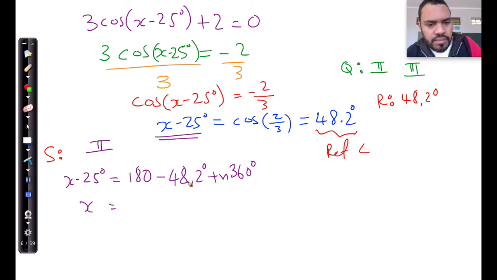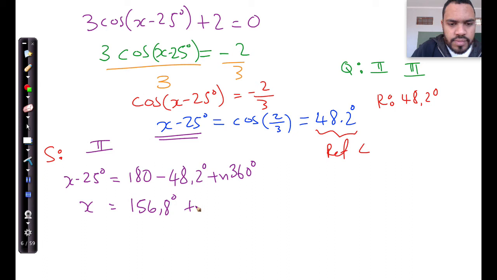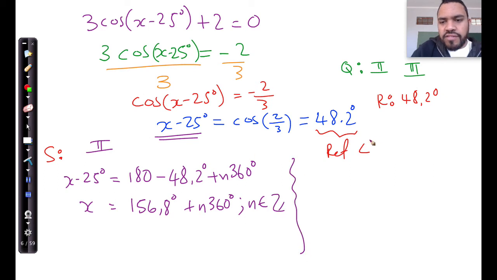I'm going to take that minus and bring this over. So it's going to be 180 minus 48.2, which gives me 131.8, plus 25 degrees gives me 156.8 degrees, plus n times 360 degrees. Nothing to divide here, and therefore n is an element of the integers. Now let's solve for the third quadrant on this side.